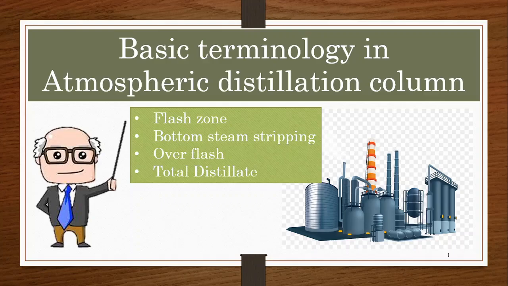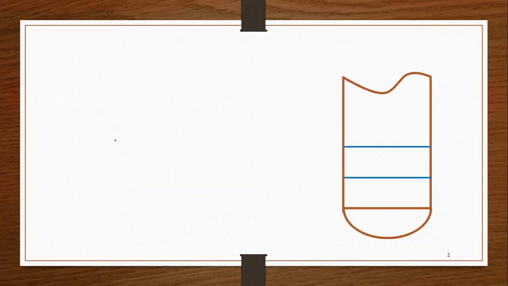In this video, we are going to learn about some basic terminology used for the designing of an atmospheric distillation column, like flash zone, bottom stream stripping, overflash, and total distillate. So the first thing is the flash zone.